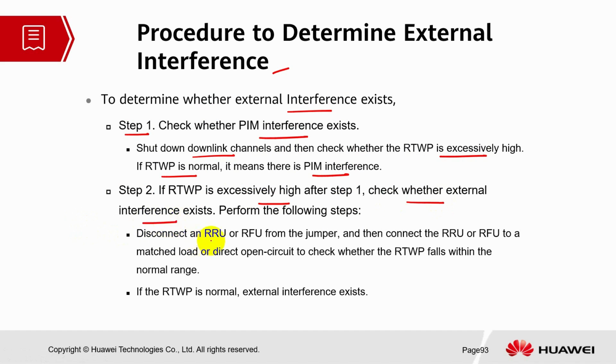So what can we perform? Disconnect an RRU or RFU from the jumper, then connect the RRU or RFU to a match load or dummy load, direct open circuit, to check whether RTWP falls within the normal range. If it's normal, external interference exists. So this is how we determine the external interference concept. This usually will be done on site.